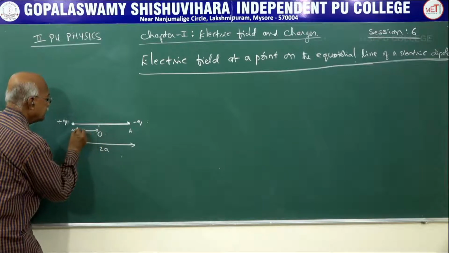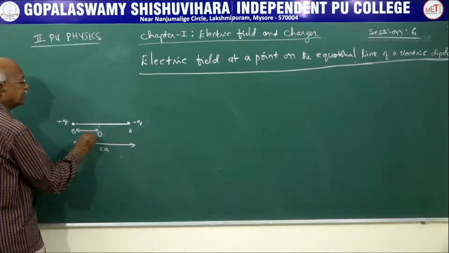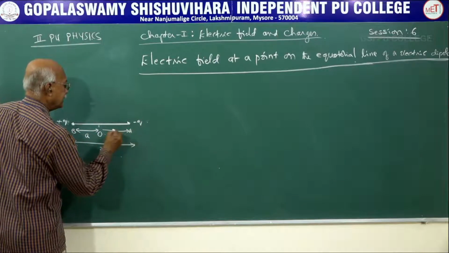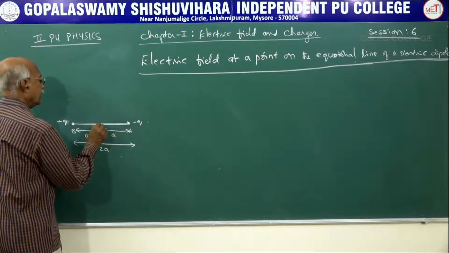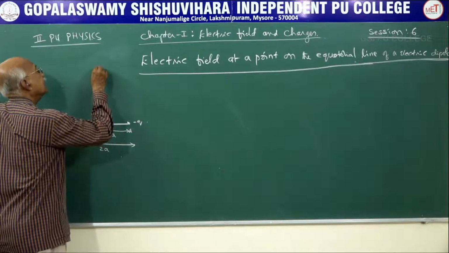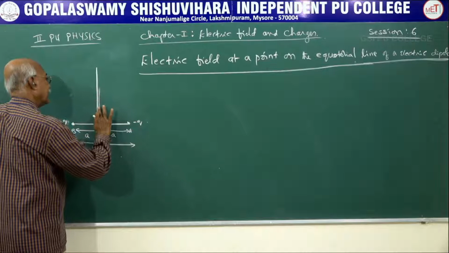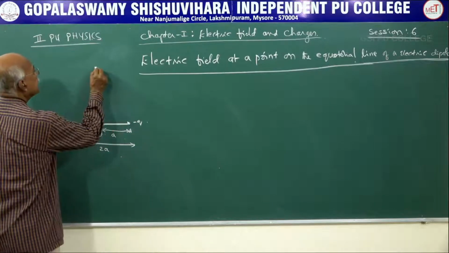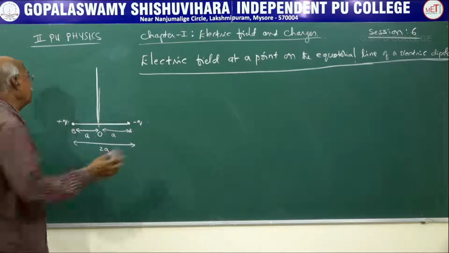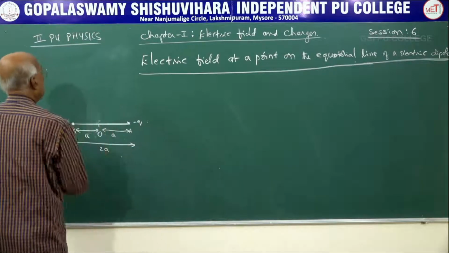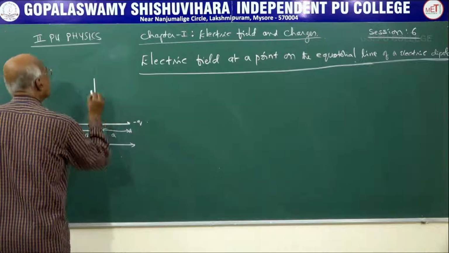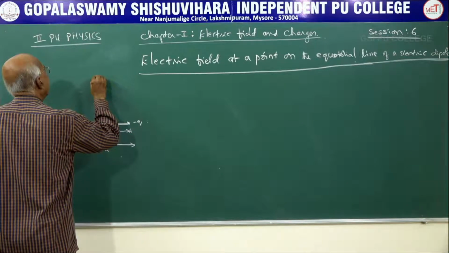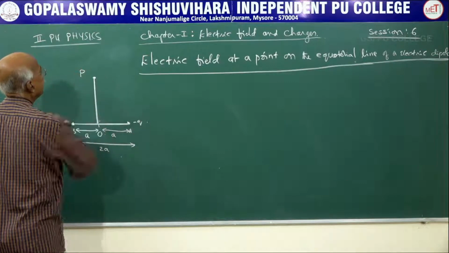Therefore, since O is the midpoint, this distance corresponds to small a, and this is also equal to a. We will draw a perpendicular from this. So this is the perpendicular available for the dipole AB, and we will call this point P. This is the point of reference where we are interested in calculating the electric field. This is the place where we want to calculate the electric field.